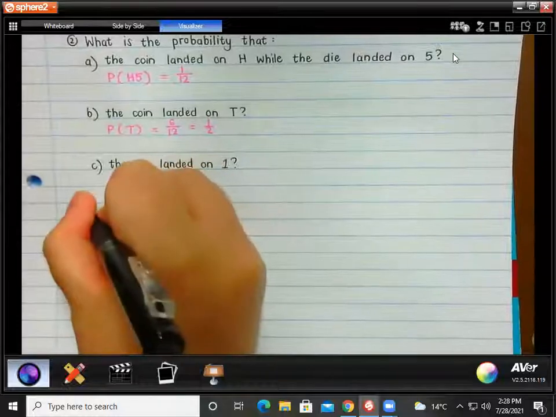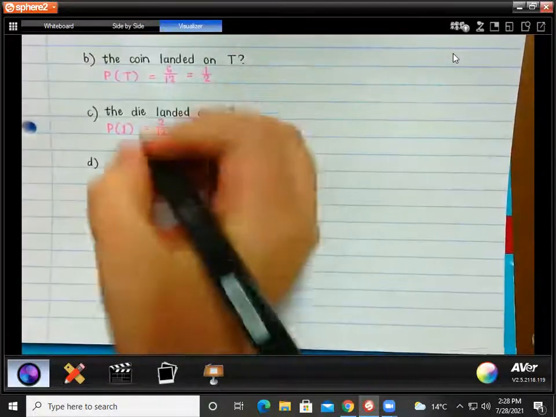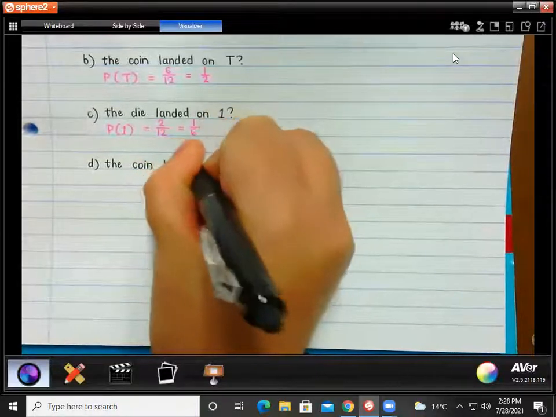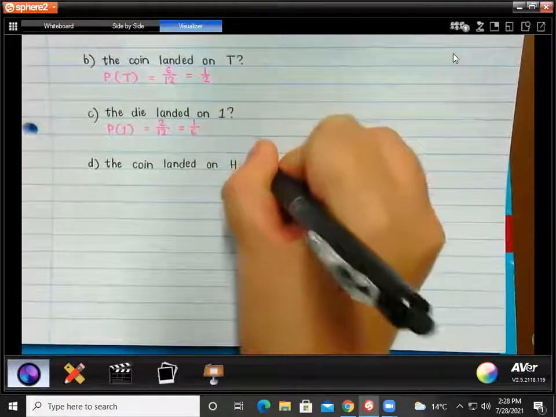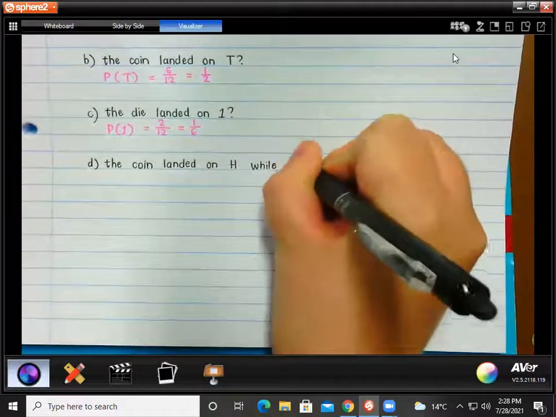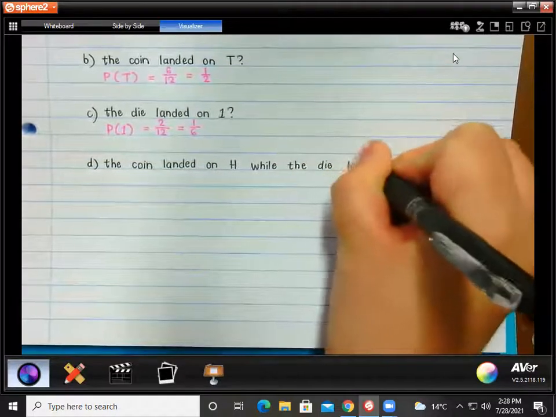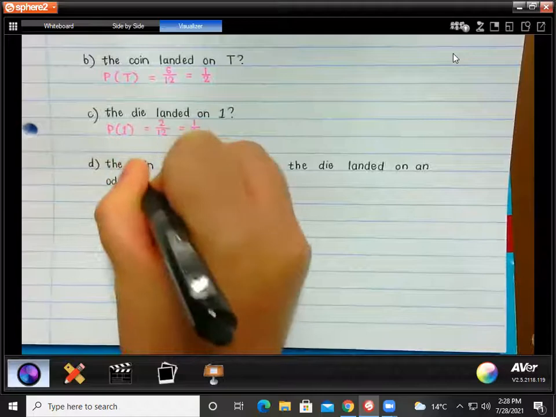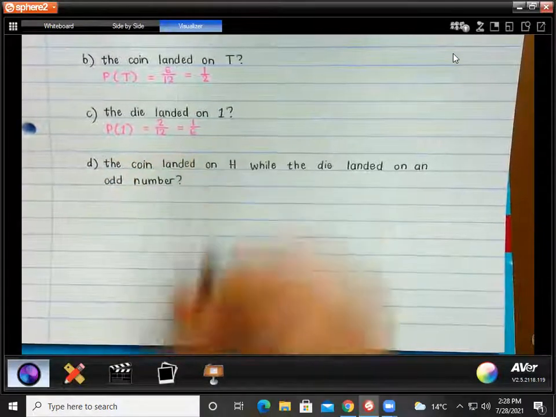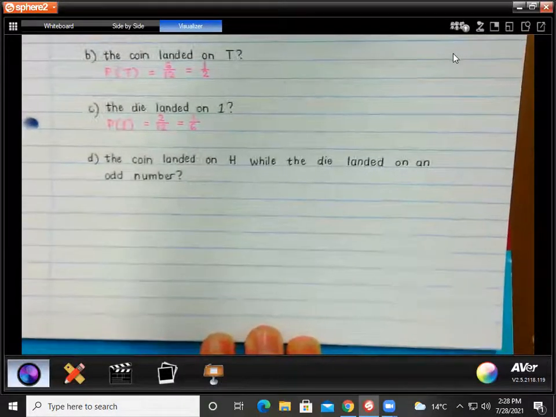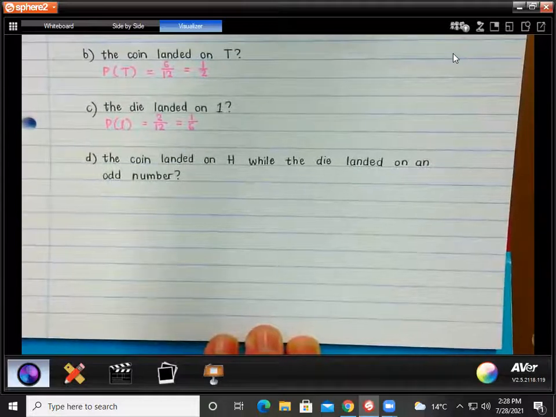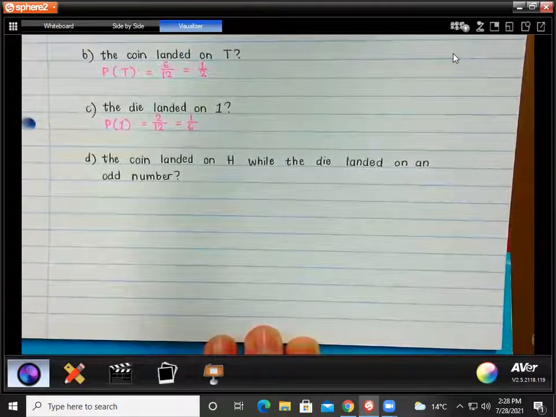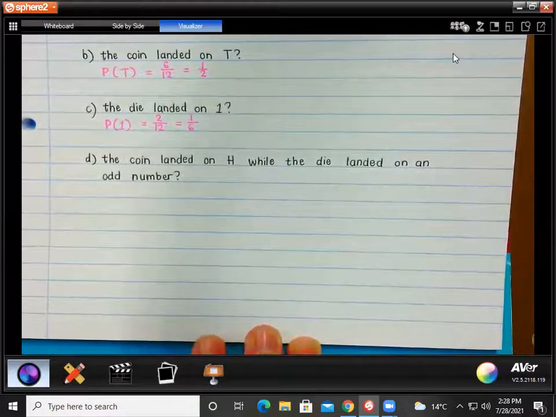Oops, dropped my pen there. All right, for D, what is the probability that the coin, this is the last one that we're going to do together, landed on heads while the die landed on an odd number? Okay, so we're looking for H and then an odd number.